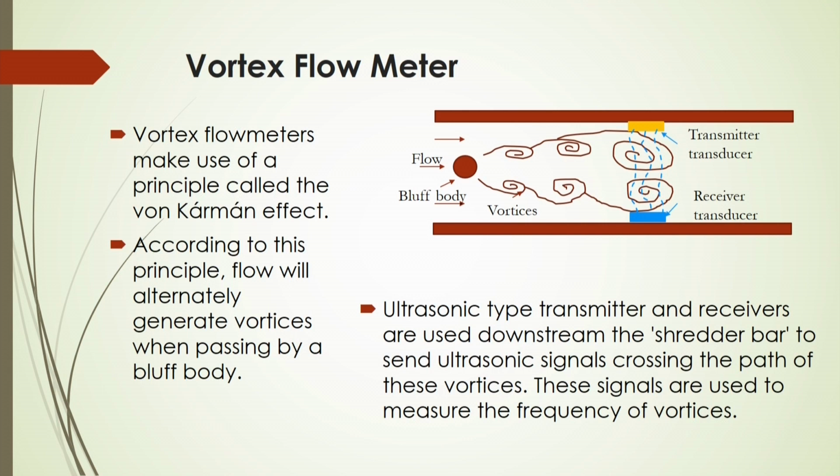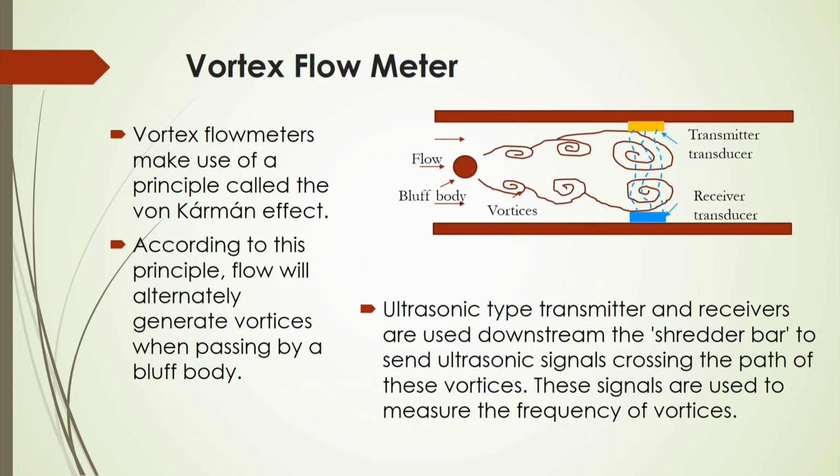Based on these principles, the vortex flow meter has been developed, and according to them, the flow alternately generates vortices when passing a bluff body. So, at a certain flow rate you pass the liquid through a bluff body, and in the downstream there will be a formation of vortices. Once you know the frequency of the vortices, you can calculate the flow rate, because this frequency is directly proportional to the flow rate of the fluid.